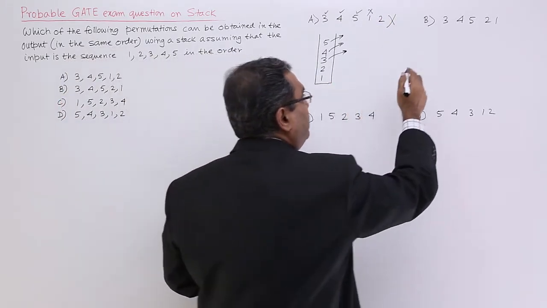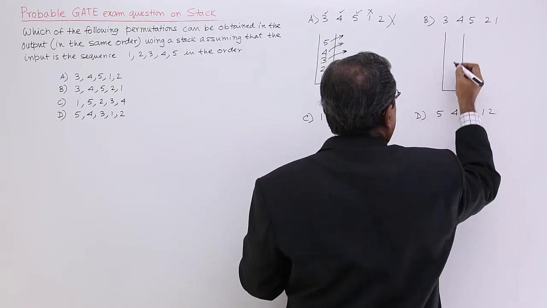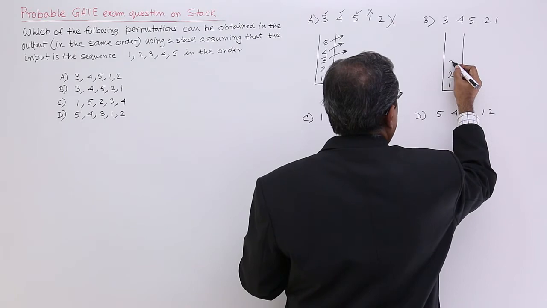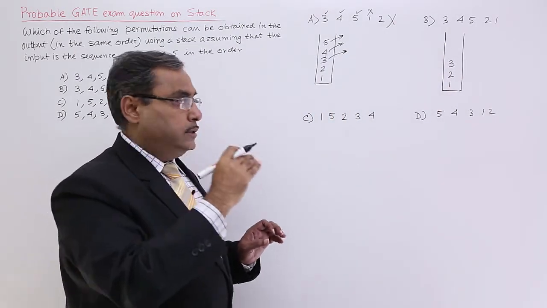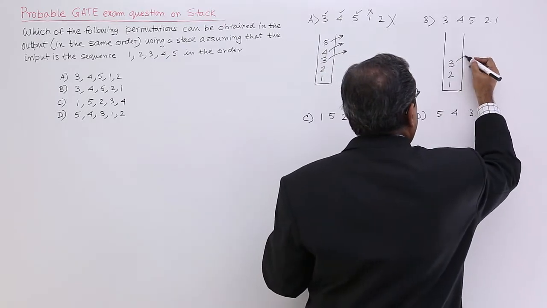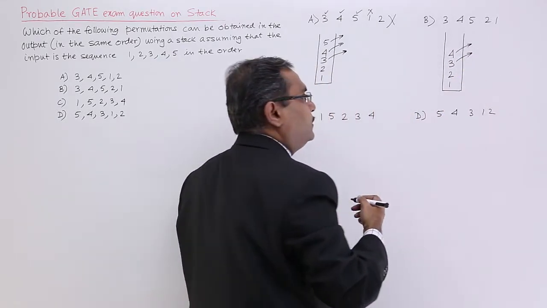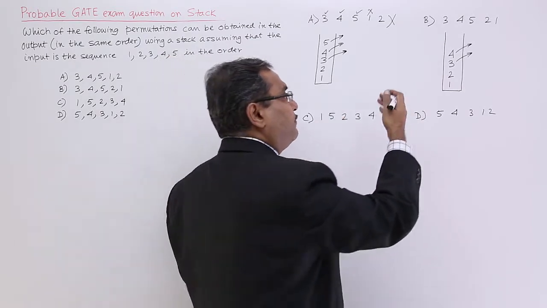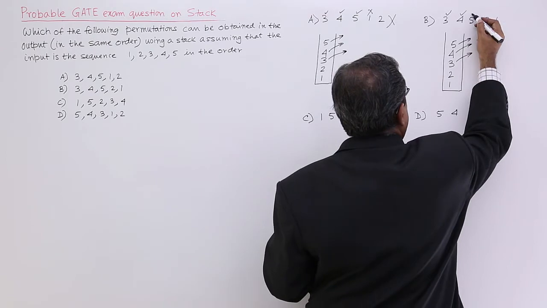Now let me go for the next one. So here they are asking for the 3. So 1 will be pushed, 2, then 3. So 1, 2, 3. I pushed them in that order. Then I require 3. So pop. I require 4. 4 will be pushed, pop. So I got 4 also. Now I require 5. So 5 will be pushed and 5 will be popped.